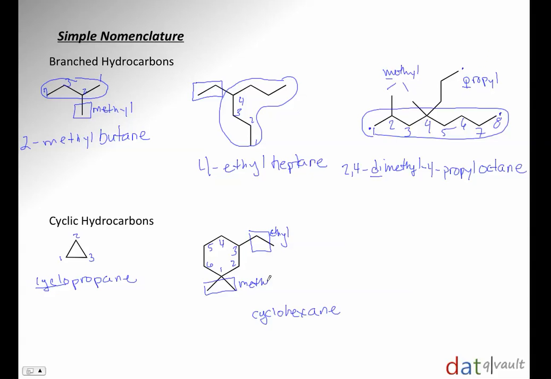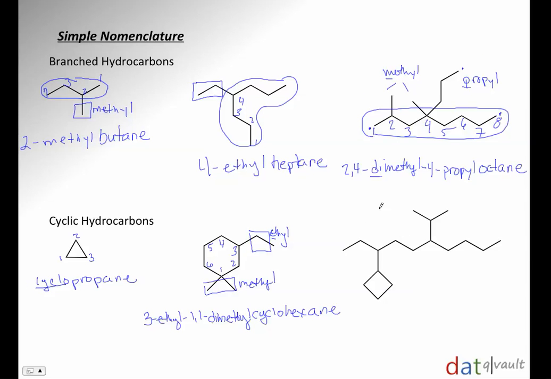Again, we have 2 methyl substituents on the 1 carbon. Ethyl comes before methyl in the alphabet, so we're going to start with 3-ethyl, 1,1-dimethyl hexane.